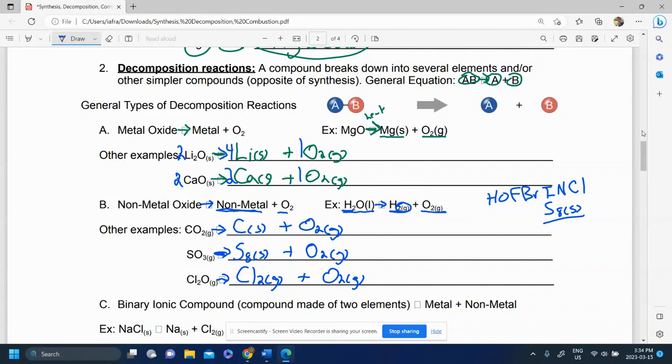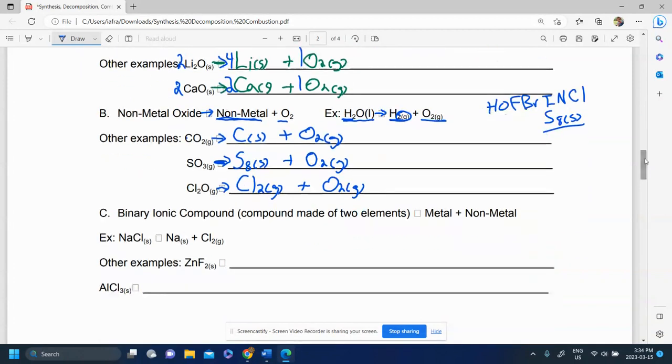Our next case that we can see is an ionic compound breaking down. When an ionic compound breaks down, it becomes a metal and a non-metal. Just be careful for Hofbrinkel. Metals are usually solid if they're written alone. So here we have sodium chloride decomposing. When it does, it becomes the metal, sodium, and then chlorine gas.